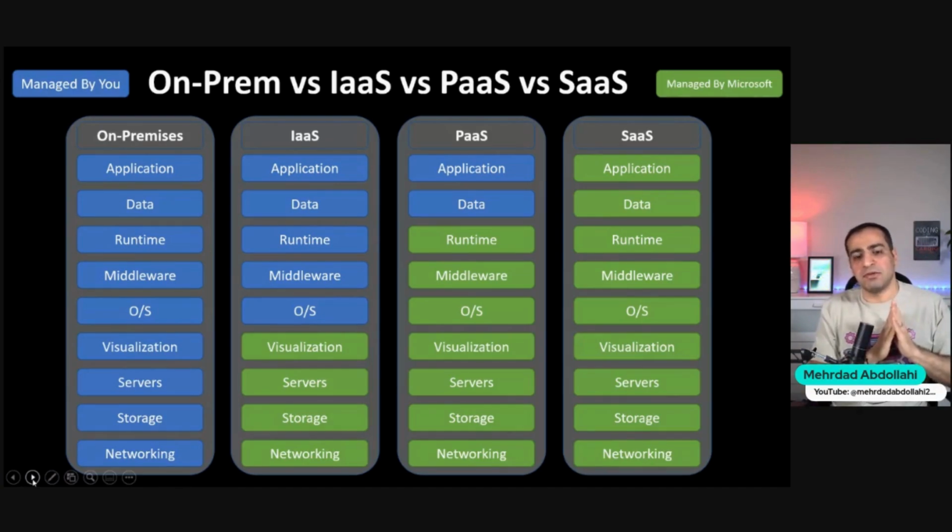Let me give you an example. Infrastructure as a service can be the virtual machines that we use in Azure. And in platform as a service, as I mentioned in the previous slide, Azure Synapse Analytics is part of it, where you manage your application and data yourself. And we also have another level, which is software as a service, where everything is managed by the cloud provider. In this case, it is Microsoft.